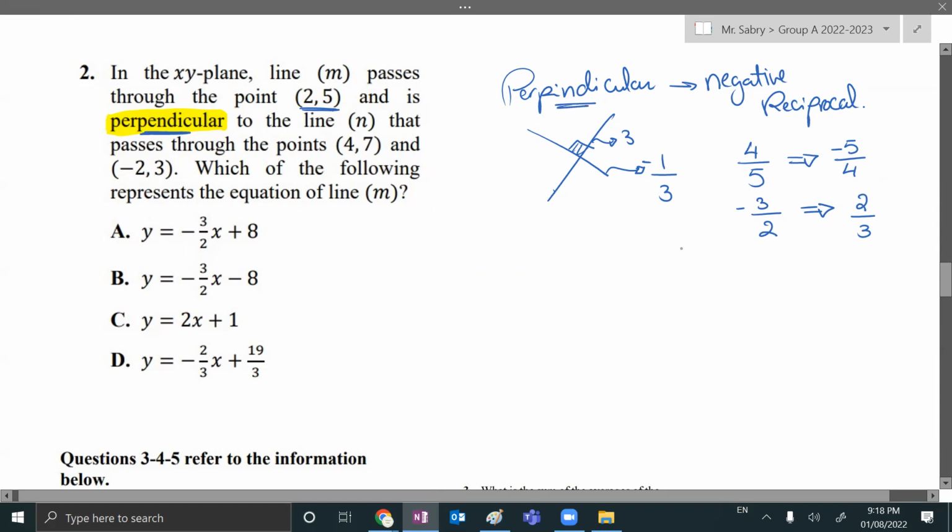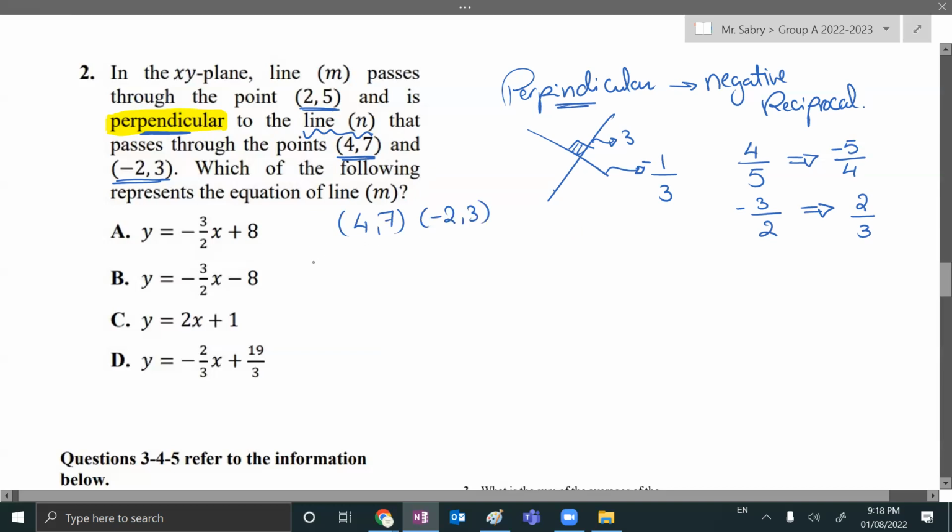So what we will try to do is find what it is perpendicular to. It is perpendicular to line N, which is passing through the points (4, 7) and (-2, 3). So what we will do is get the slope out of these 2 points and then get the slope of the line that's perpendicular to it. So using these 2 points, (4, 7) and (-2, 3), I'll get the slope.